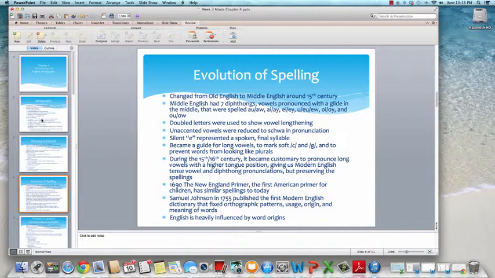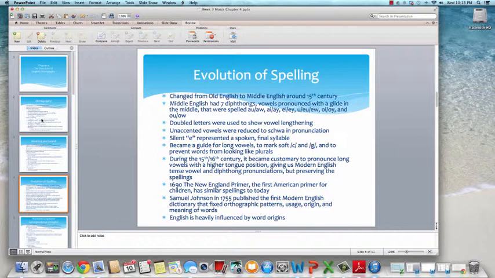All right. So evolution of spelling, how do we get to the spelling that we have today from those word origin roots? Because we moved from Anglo-Saxon, which is that Middle European, England, German influence, to the French Latin influence filtering into the English language, and then finally that Greek influence. So how does that influence our spelling? Well, we changed from Old English to Middle English around the 15th century, around Shakespeare's time.